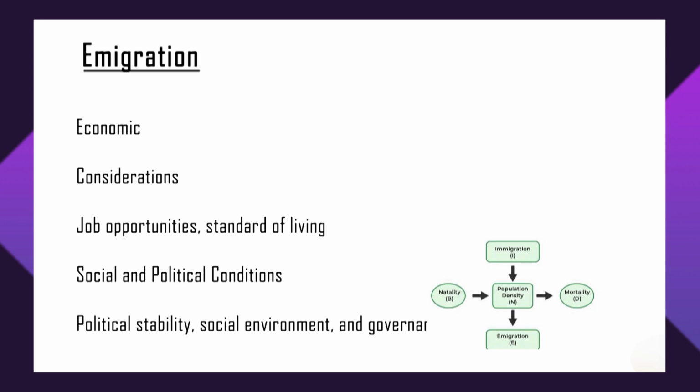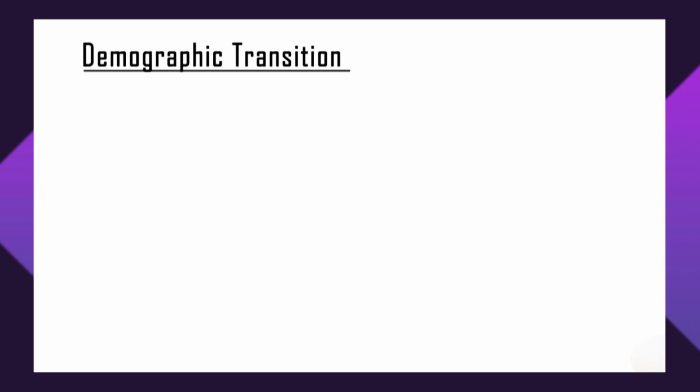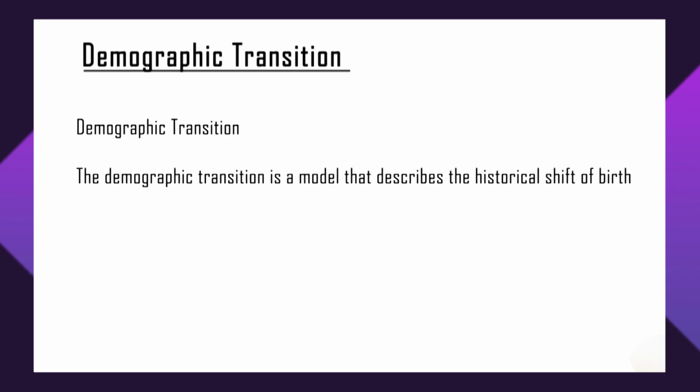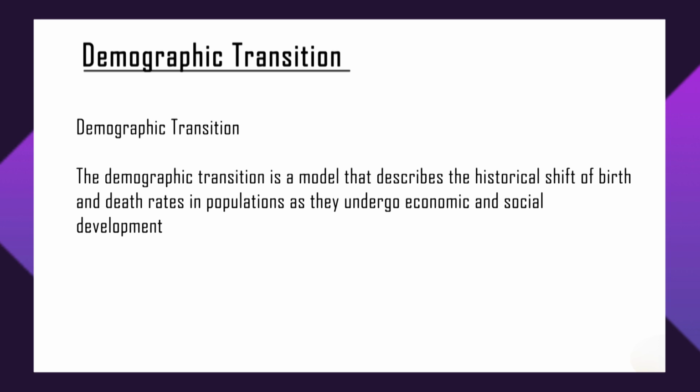Let's talk about, in this category, the demographic transitions. The demographic transition is a model that describes the historical shift of birth and death rates in a population as they undergo economic and social development. These demographic conditions are defined by several stages. Let's talk about them one by one.